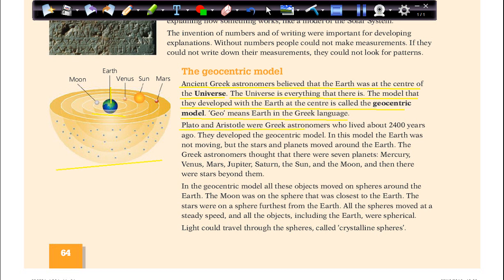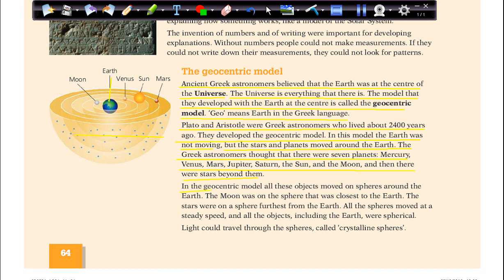Plato and Aristotle were Greek astronomers who lived about 2,400 years ago. They developed a geocentric model. In this model, the Earth was not moving. This was their model: the universe with the Earth in the center, and it doesn't move. But the stars and planets moved around the Earth. The Greek astronomers thought that there were seven planets, which are Mercury, Venus, Mars, Jupiter, Saturn, the Sun, and the Moon. And then there were stars beyond them. So this was their explanation, or their thought.